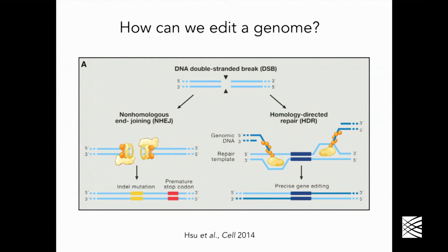The second pathway is HDR, or homology-directed repair. This type of repair requires a template, but results in precise gene editing. HDR is very nice, however, it doesn't happen in all types of cells. For example, adult neurons, which do not replicate, essentially do not do HDR.